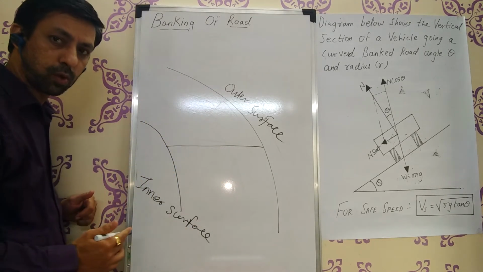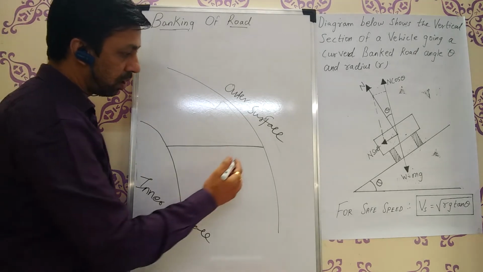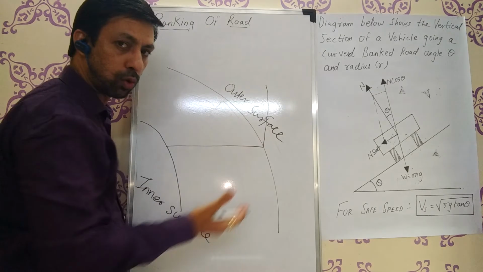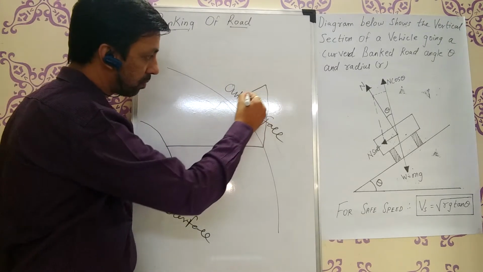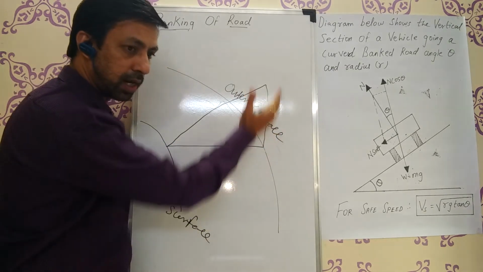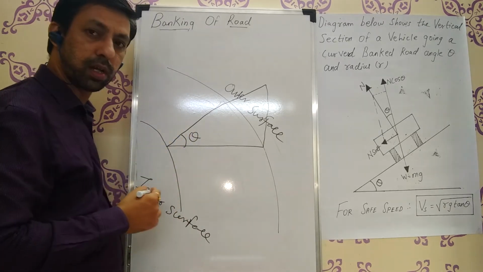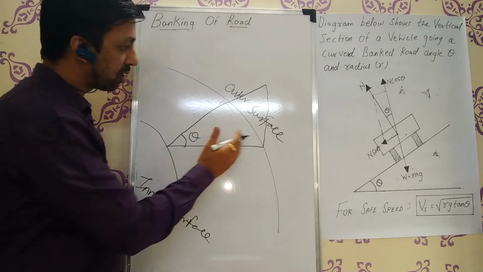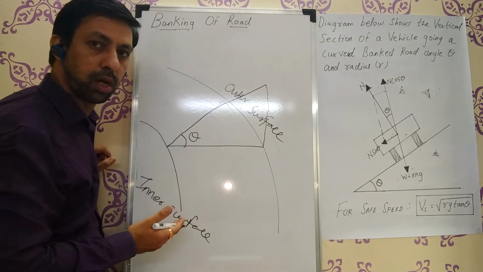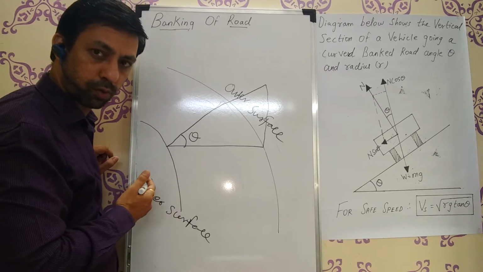Now, in order to bank the road, we just have to tilt or lift the outer surface at some angle with the horizontal. So I am lifting or tilting the outer surface. The angle created is theta. This is the angle of banking. This process, in which we tilt or lift the outer surface of a road with respect to the horizontal, is called the banking of road.